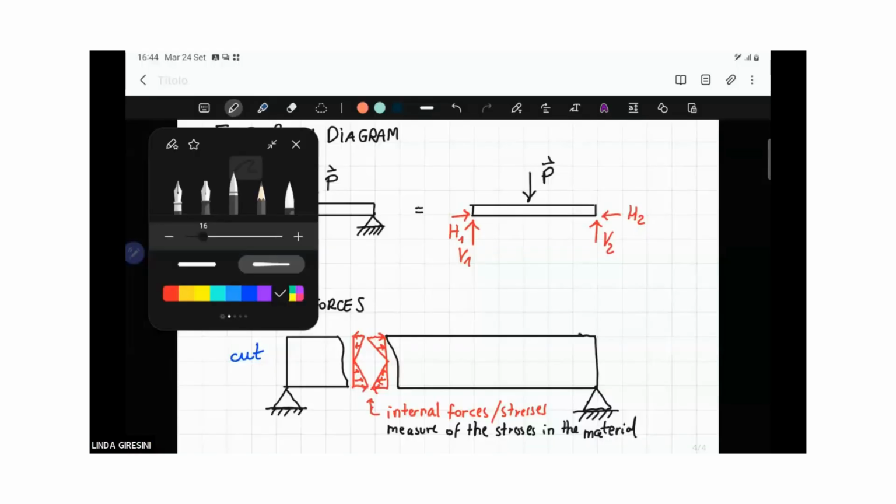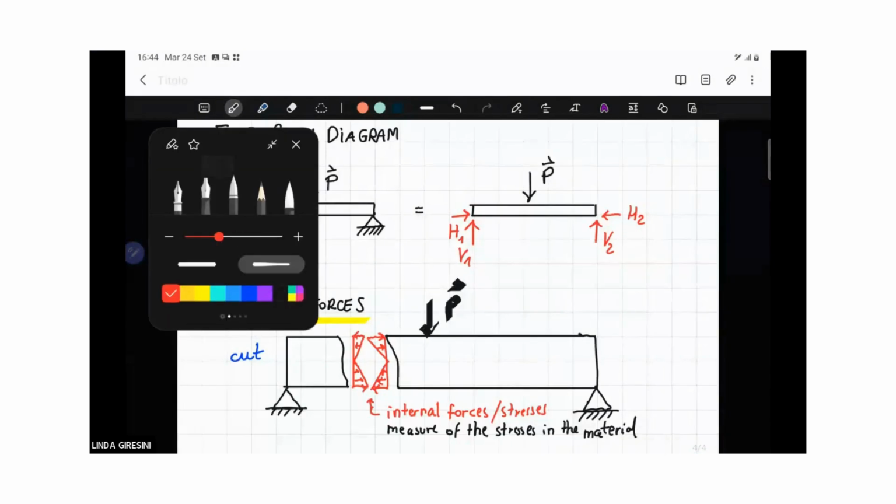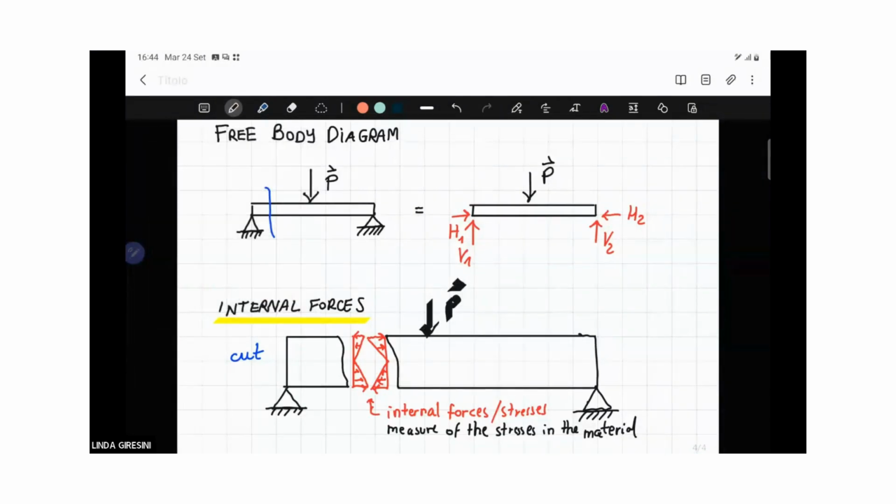Okay, so I can apply any cut in any point of my beam. Of course, in this beam, the load P remains the same as it was before. Let me draw it with the same pen, like this. I can make any cut in any place of the beam.